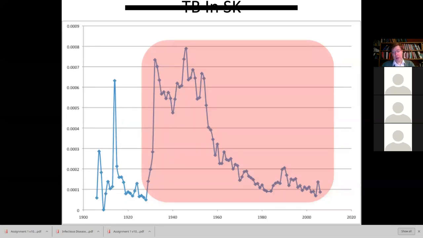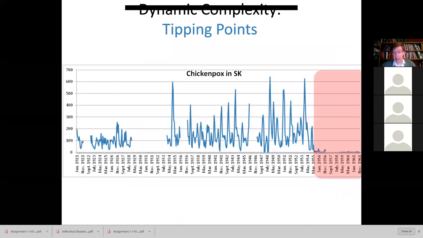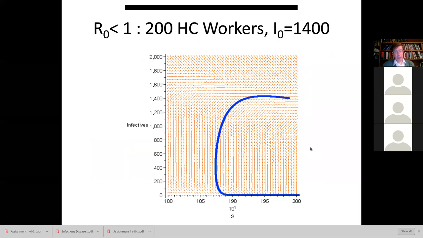Here's TB, given the advent of effective drugs and vaccination being widely used, BCG vaccination. Our province, ladies and gentlemen, was a worldwide leader for TB, and its programs were emulated worldwide. You'll note the tipping points here in chickenpox, of which I spoke earlier. And it's quite striking. For example, small differences can push something over the brink from one tipping point to another.